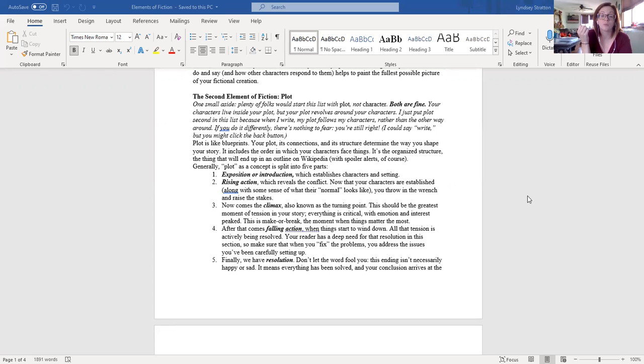When we think of plot, we go back to high school or maybe middle school where we learned the exposition, the introduction, the rising action, the falling action, the climax, the resolution. That's the arc of your story. The exposition is going to introduce everything: your characters, your setting, your time period, all of the details you need to get through the rest of it.